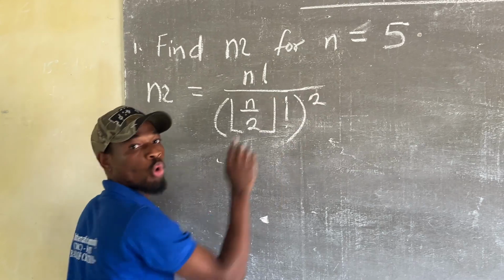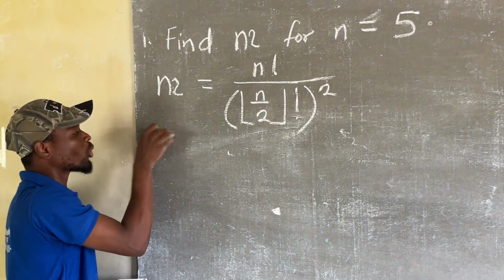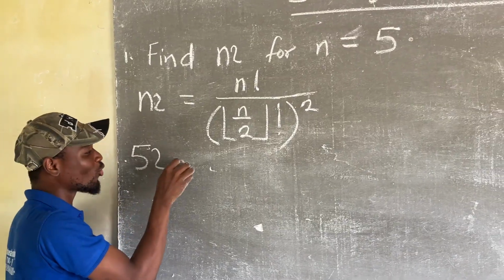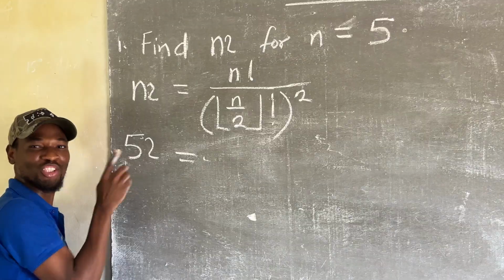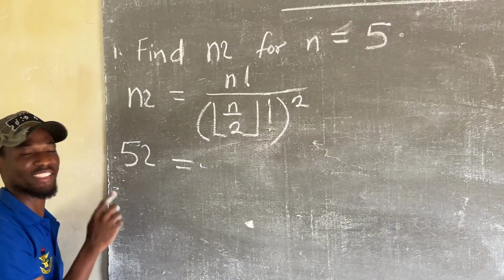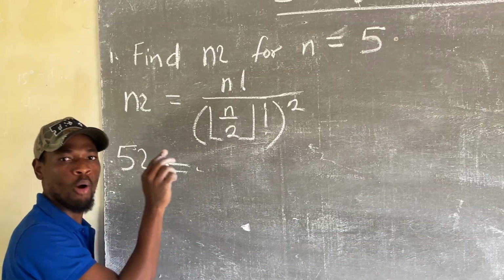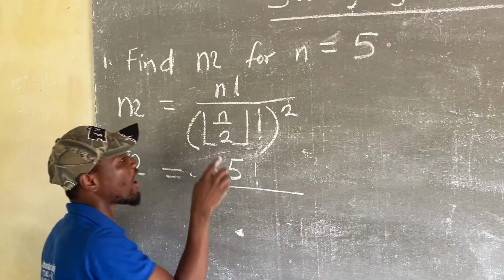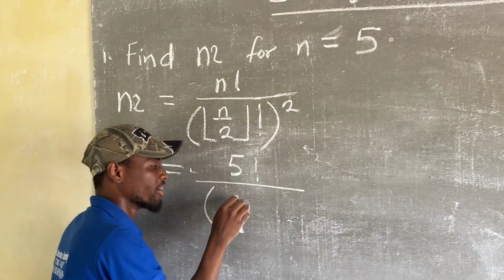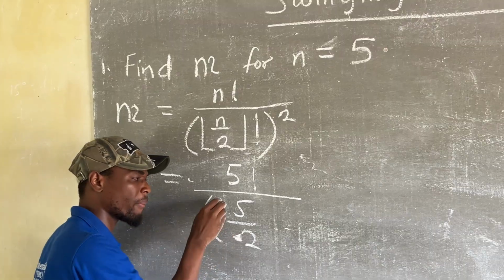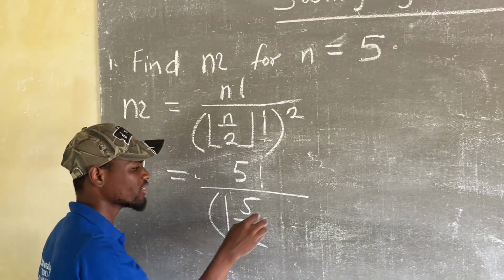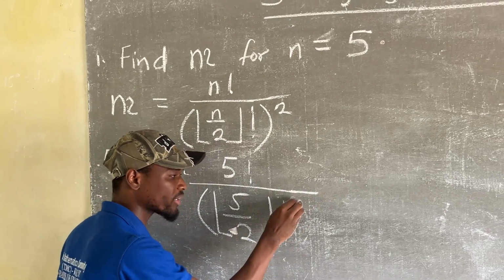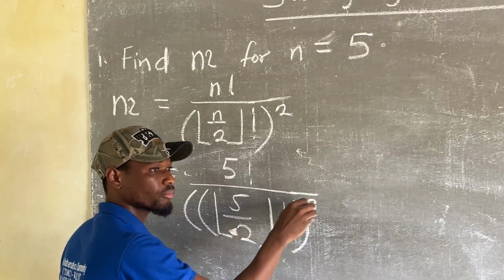So we are given n equal to 5. So swinging factorial of 5 equals, viewers, this is not 52, pay attention to the symbol. Wherever I see n, I will put 5 there. So I have 5 factorial, all over the floor of 5 over 2, remember we are taking the floor, then factorial, then all squared.